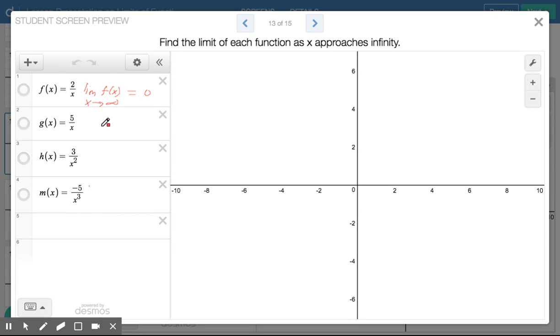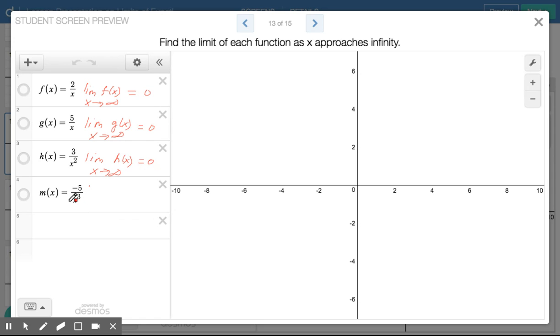If x is very, very large, then when we divide 5 by that very, very large number, the answer is very, very close to 0. So again, we will say that the limit of g of x as x approaches infinity is equal to 0. Now, for h of x, we are going to make x very, very large and then square that very, very large number and then divide 3 by that very, very large number. And so the answer must be very, very close to 0. So we'll say here that the limit of h of x as x approaches infinity is equal to 0.